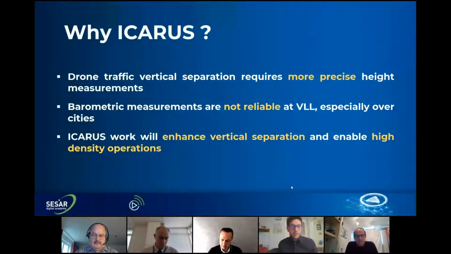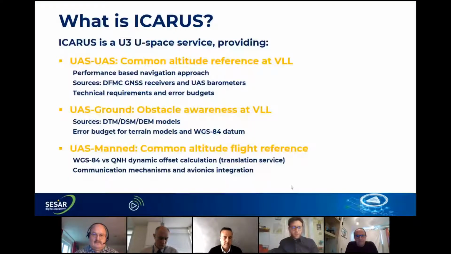And finally, the certified resolution of the barometric measurements in airplanes is 25 feet, which is very coarse to be used in the very low-level airspace. So with its proposal and its work, Icarus will enhance the vertical separation and will enable high density operations. But more in detail, what is Icarus?